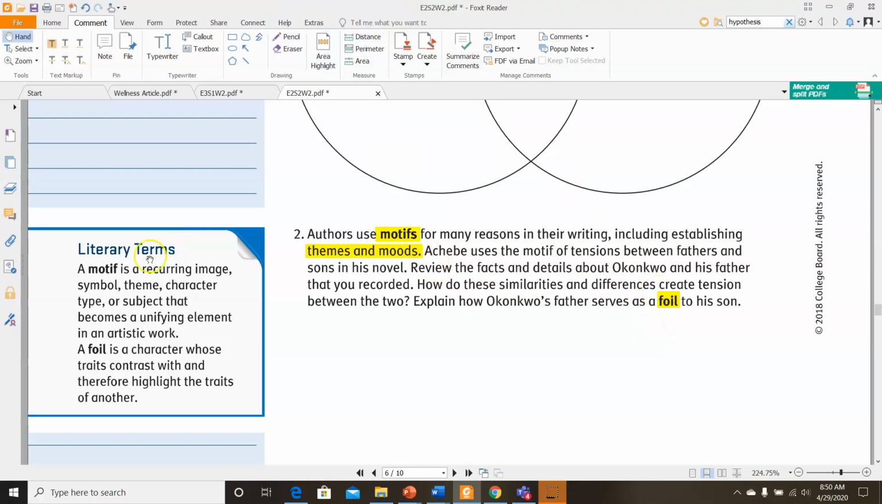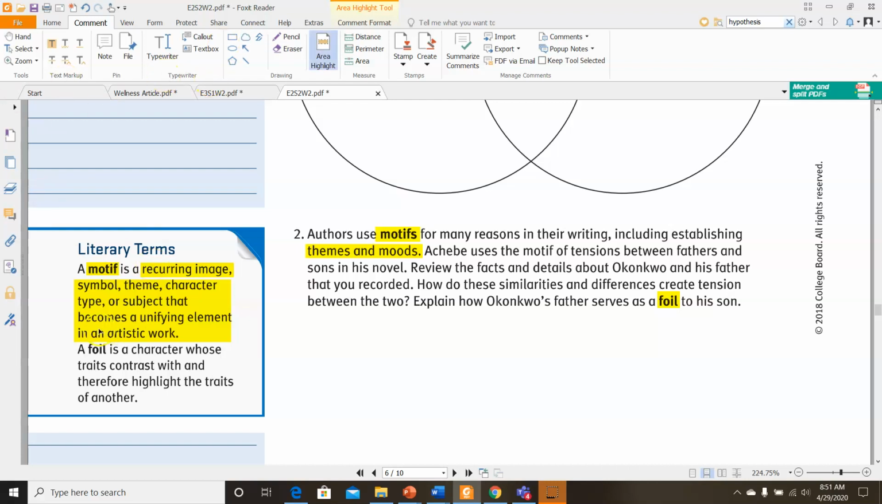You're going to need to look at this side where it gives you the definition of motif and the definition of foil. A motif is a recurring, meaning it comes again and again and again, image, theme, symbol, character type, or subject that becomes a unifying element in an artistic work. For instance, if you keep seeing an eagle in the novel, and the eagle is acting differently depending on the circumstances, then the eagle would be a motif in that novel.